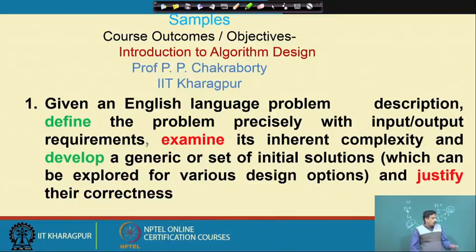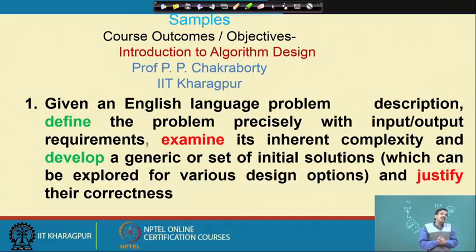Now, if you see what is the condition component of this outcome: given an English language problem description, this is given to the student. So, that is the condition component. Maybe the criteria component is not there. When you write an objective that is achievable and specific, and if you add the criteria component, it makes it more achievable.